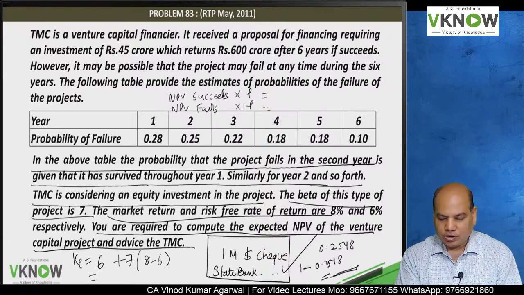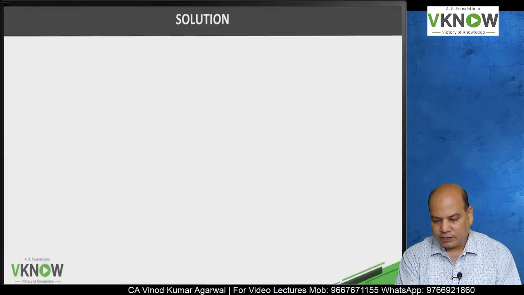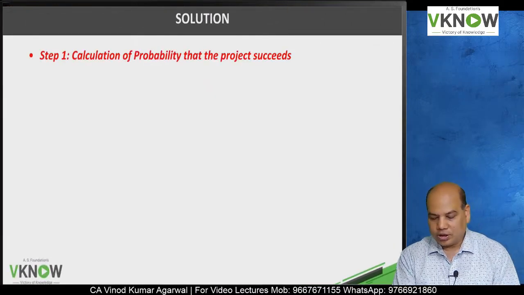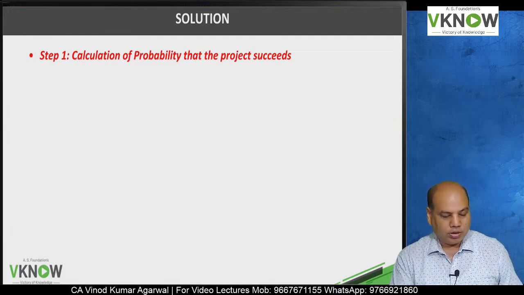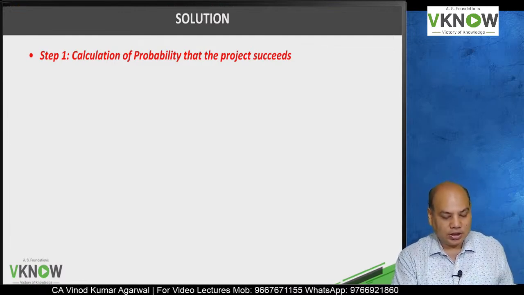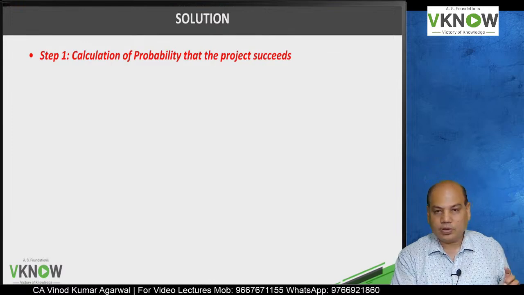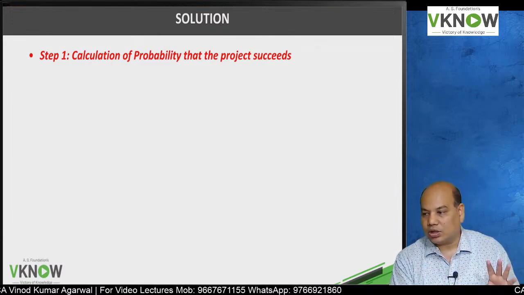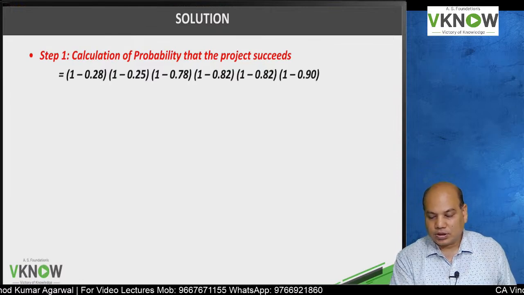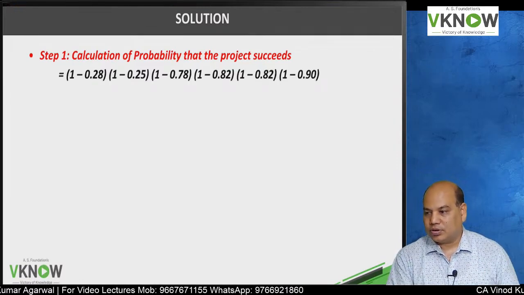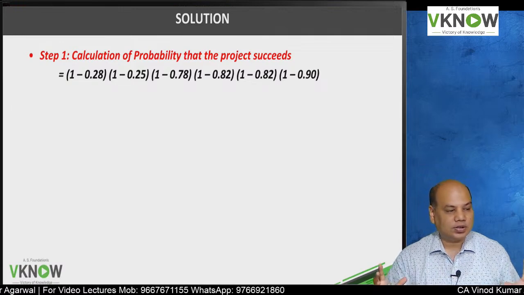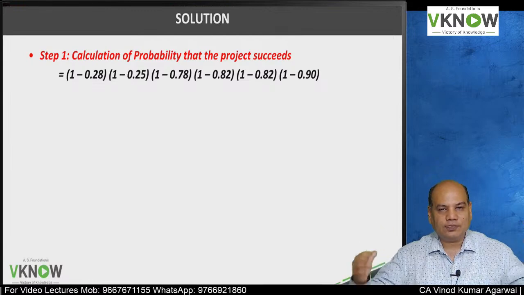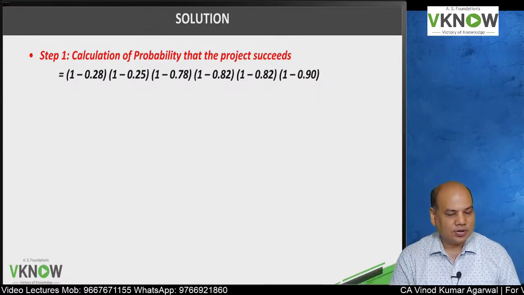Otherwise, you will find it difficult. Write down the answer in the notebook. You will get 600 crore only if the project finally succeeds, means success in all the years. Joint success. Success of year 1 and 2 and 3 and 4 and 5 and 6.